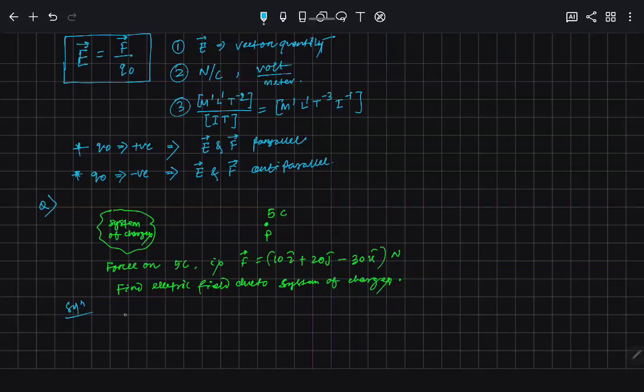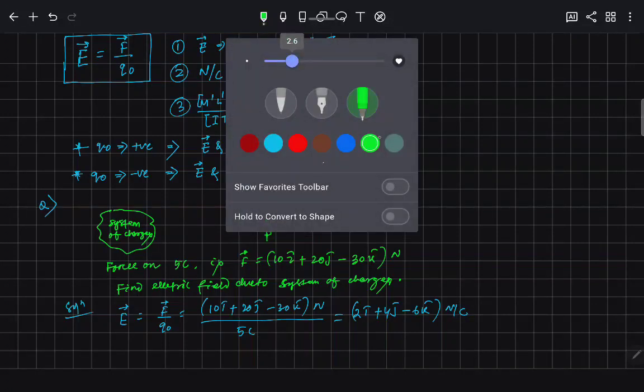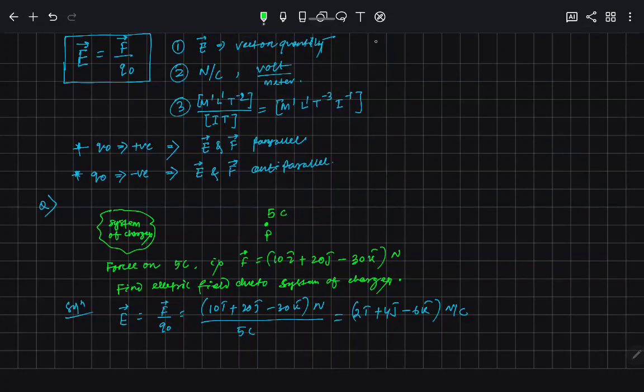So in the solution, you immediately say that the electric field is equal to F by q naught. So F will be how much? 10 i cap plus 20 j cap minus 30 k cap Newton divided by 5 coulomb. So it will be 2 i cap plus 4 j cap minus 6 k cap Newton per coulomb. Okay. Now next question we'll see, one more question.